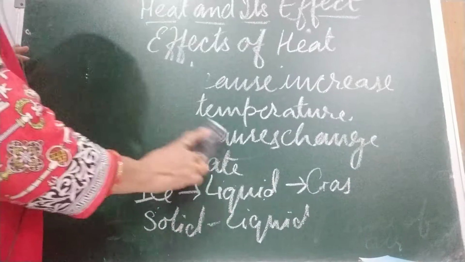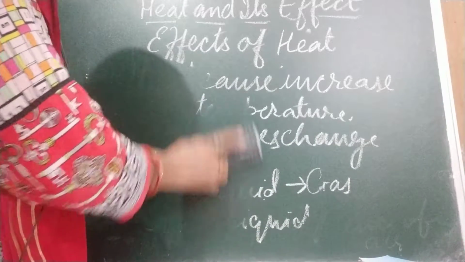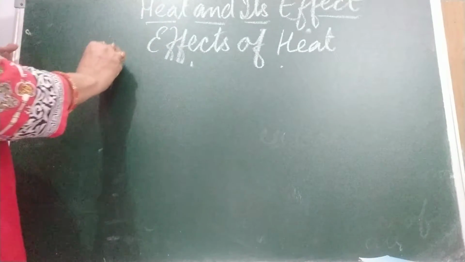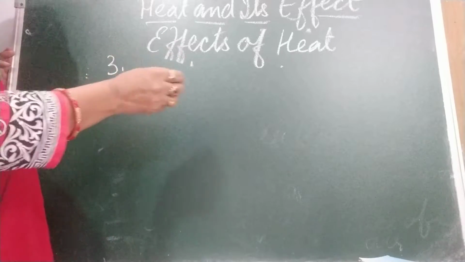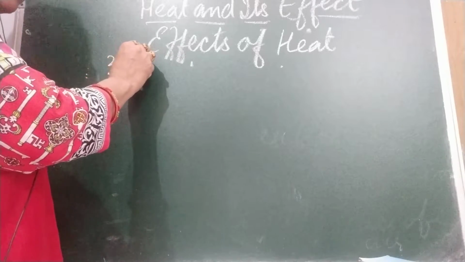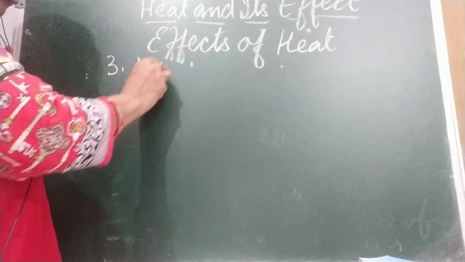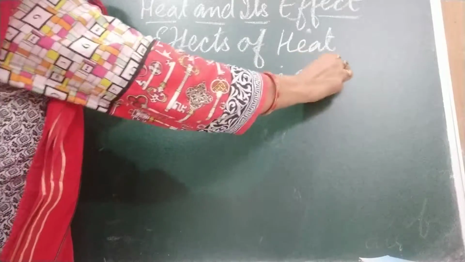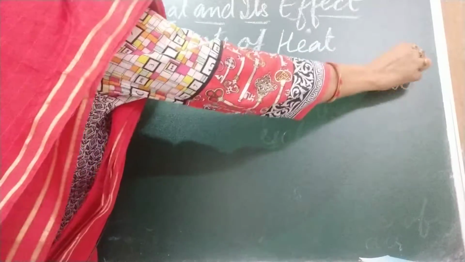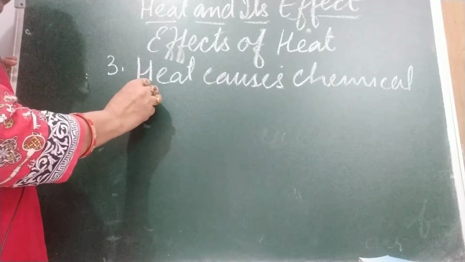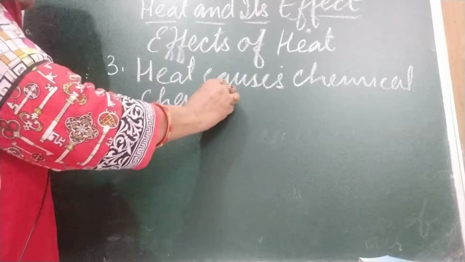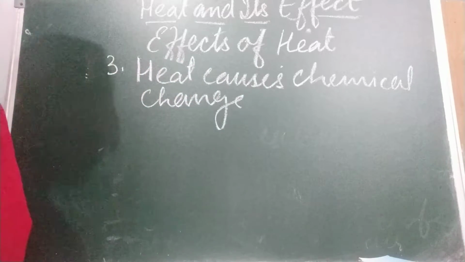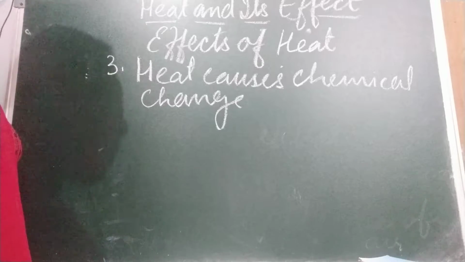Now the third effect is that heat causes chemical change. Many chemical reactions take place when we heat a substance. So heat causes chemical change, like when we cook food. When we cook food, what happens? The food before cooking entirely changes after cooking.